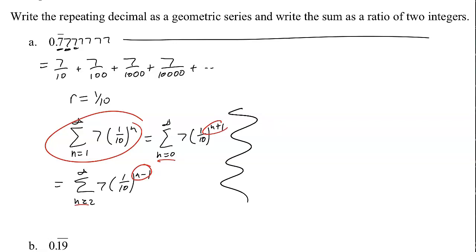Okay, so now how do I write this as a ratio of 2 integers? Well, the infinite sum of this thing is the first term, so 7/10 over 1 minus the rate, which is 1/10. So if I do that, that's 7/10 over 9/10, which is coming out as 7 over 9. Type it in your calculator, and I bet it's 0.7 repeating.